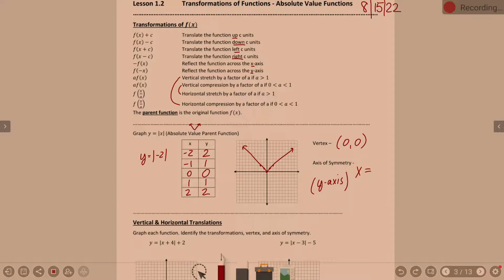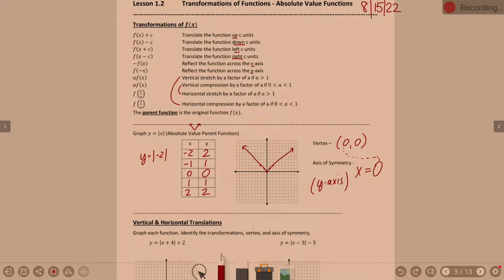X equals 0. And we'll talk about some other axes of symmetry, but your axis of symmetry is an equation of a line. It's always going to be x equals, and here's your hint. What was the x value of my vertex? 0. So what's my axis of symmetry? X equals 0. So that connection is always going to be there every time.